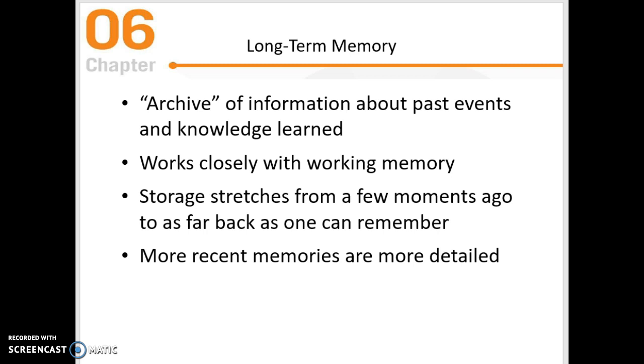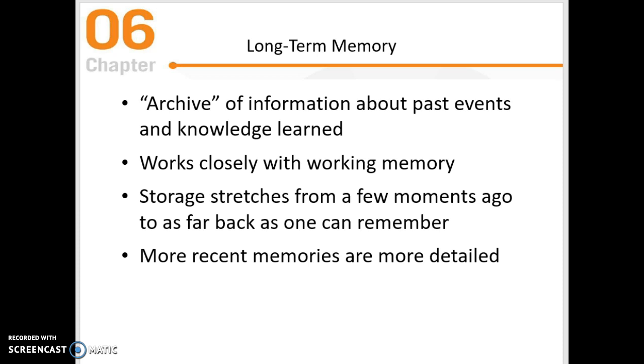Long-term memory is an archive of information about past events and knowledge learned. It does work closely with working memory in that, as we discussed before, once you have rehearsed a particular memory enough, it will enter into your long-term memory.